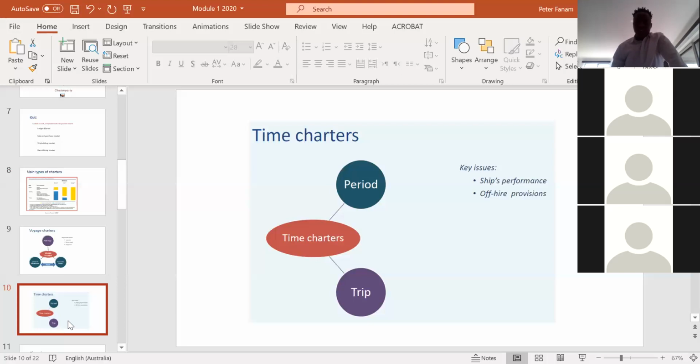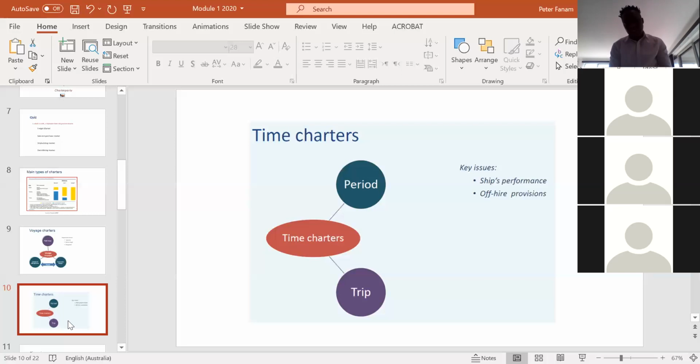Off-hire simply means you stop paying the rent or the hire money to the ship owner. Remember, under the time charter, the charterer is paying the ship owner a daily rate of hire, and this will be paid either on a fortnightly basis or a monthly basis. So under trip charter, it's just for the trip, and the charterer has to take this issue into consideration.